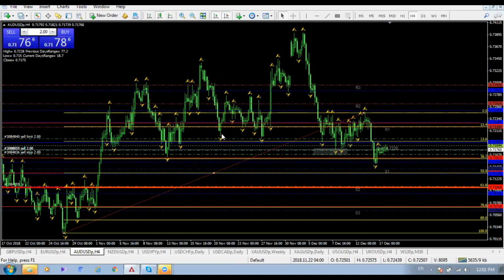Our pivots are so strong that they keep the price in a side state. Exactly. Your price is stuck on the pivot, right? One is here, one is here, and the next one is here.